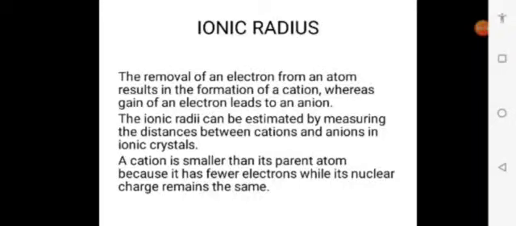So the removal of an electron from an atom: when we remove the outermost electron, the atom becomes positively charged, it means it becomes a cation. As a result the number of electrons decreases, but at the same time the nuclear charge per electron increases, as a result of which the nuclear attraction increases and the atomic radius decreases. So we remember this thing: cations have a smaller size than their neutral atom.